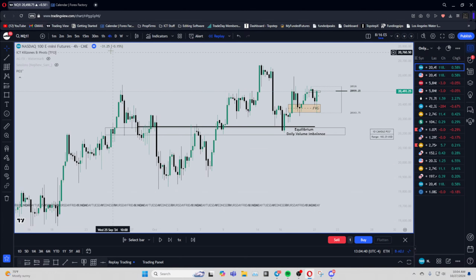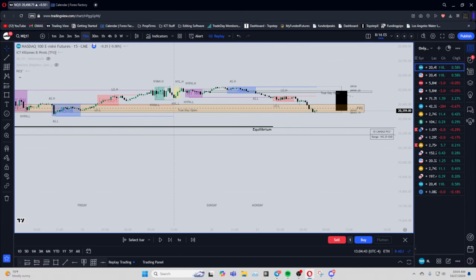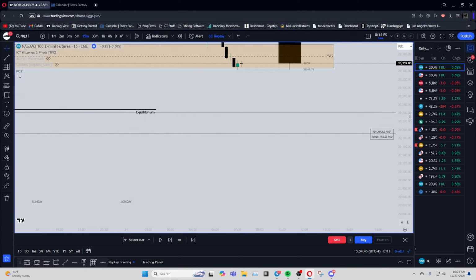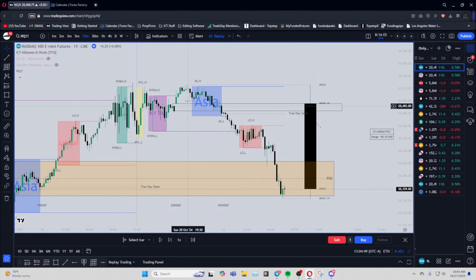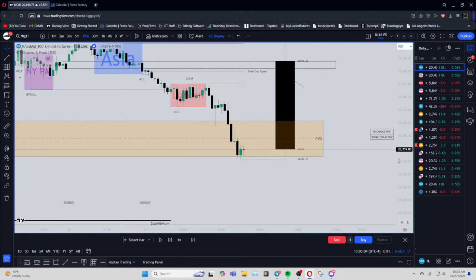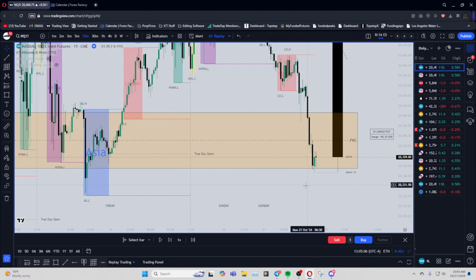So now that we have that fair value gap, we know our draw is higher because of the new week opening gap. We also left Asia open. Many times when we leave Asia, we're likely to at some point retrace to it. So now that we have all that, we're going to find our entry model.